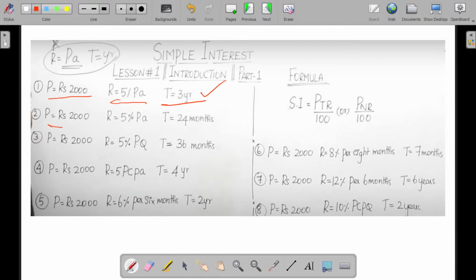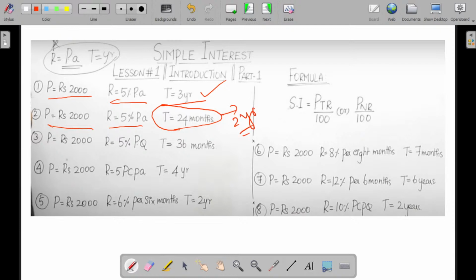In the second case, the principal is 2,000, the rate of interest is 5 percent per annum, and the time is 12 months. What change is required? Please mention in the chat box. Here the time duration T is equal to 24 months. So what should it be? Okay, Nikhil, 2 years. It should be 2 years.